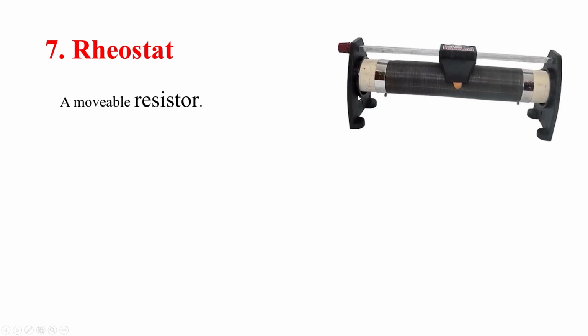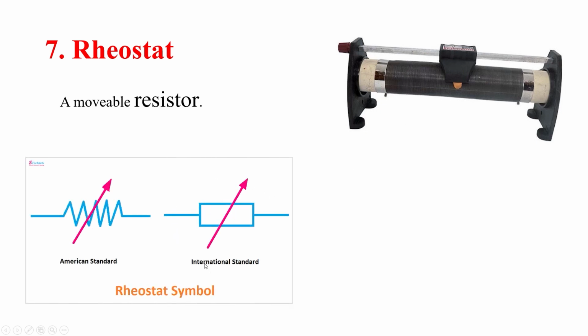Rheostat. A rheostat is also a variable resistor. It is a movable resistor, and you can see over here how it moves. It is called a movable resistor because the upper portion of this rheostat can be moved to the left and right side in order to control the flow of current in the circuit. So these symbols are used for the rheostat.